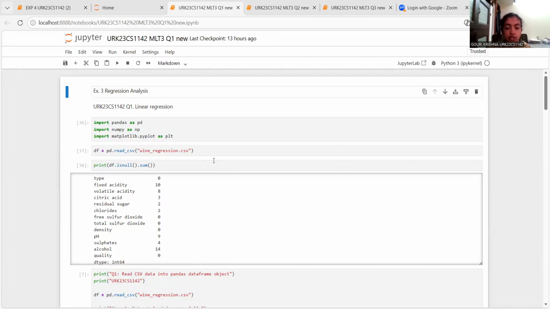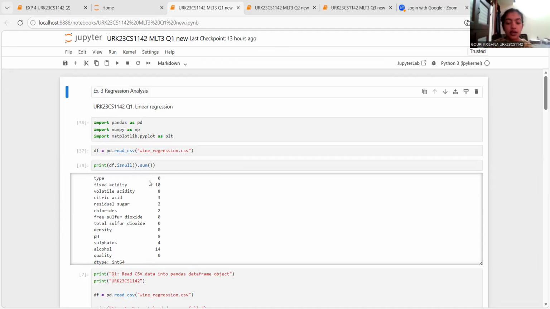Okay, linear regression. So here first, we have imported all the libraries. We have used Pandas, NumPy, and Matplotlib. Pandas is used to handle the dataset, NumPy is used for the mathematical calculations, and Matplotlib is used for plotting the graphs. And we have read the data set, which is wine regression.csv.